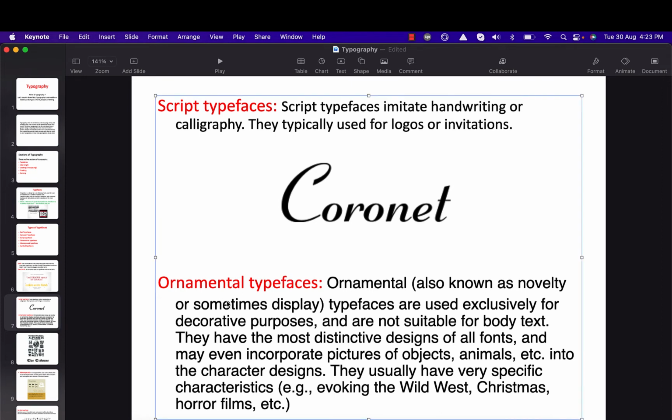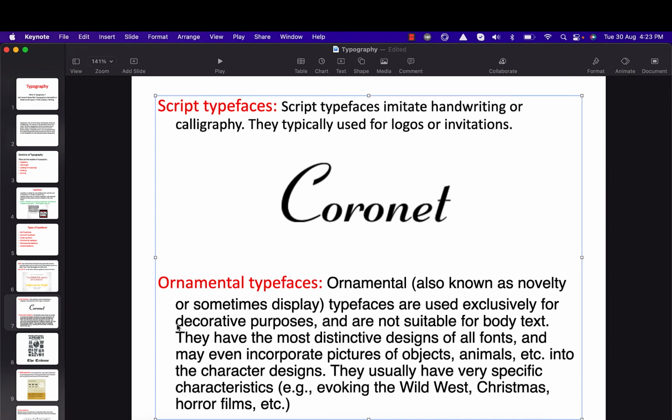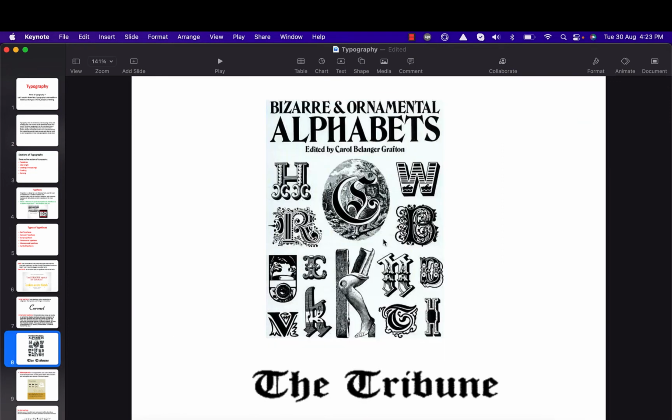Ornament, also known as novelty or sometimes display typefaces, are used exclusively for decorative purposes. So these are the ornament fonts, where you can see different shapes in the form of type. Okay, and in this same font, we call this ornament font.